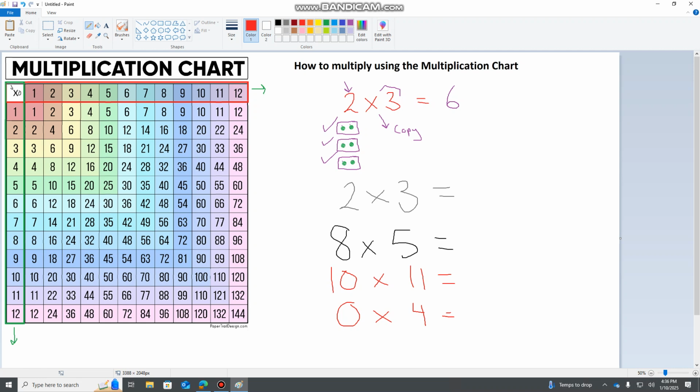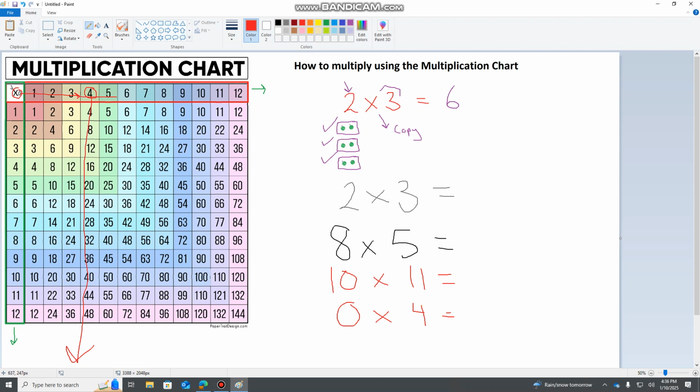Let me find the number 0. It's right over here. Okay? And let me find the number 4. Right over here. Now take a look, kids. We got a problem. If I go from 0, and I'm going to go this way, well, guess what? This 4 has nowhere to go. There's nothing over here. There's nowhere for it to stop. The 4 is going to go down forever.